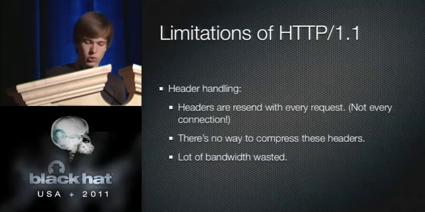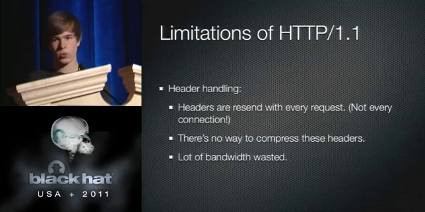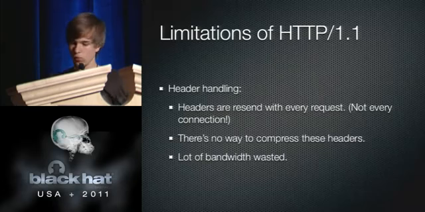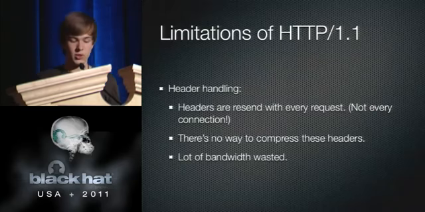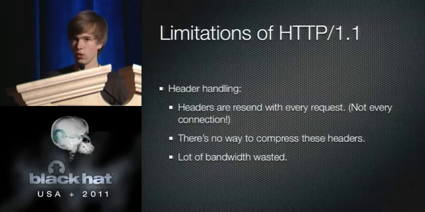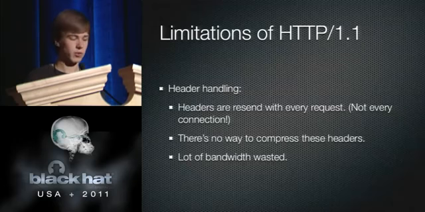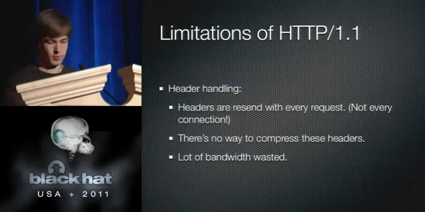Another problem of HTTP 1.1 is the header handling. With every request you do, with every image request, with every CSS request, with every JavaScript request, you are sending the headers again and again. So if you have like 4 kilobytes of cookies in your browser, you will resend them with every single request you do. There's no way to actually compress the headers. We have content compression like gzip or deflate encoding, but there's no way to actually compress the headers, and that's an overhead from 1 kilobyte to multiple kilobytes per request.